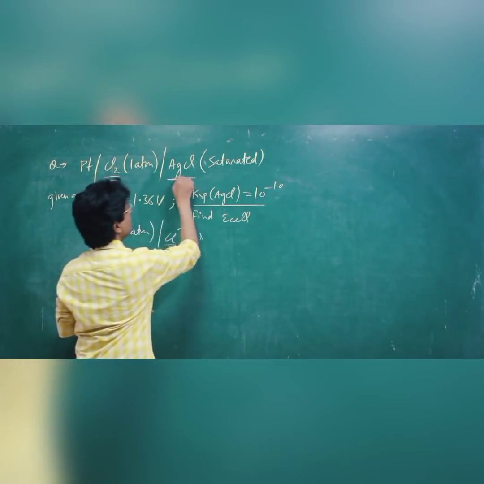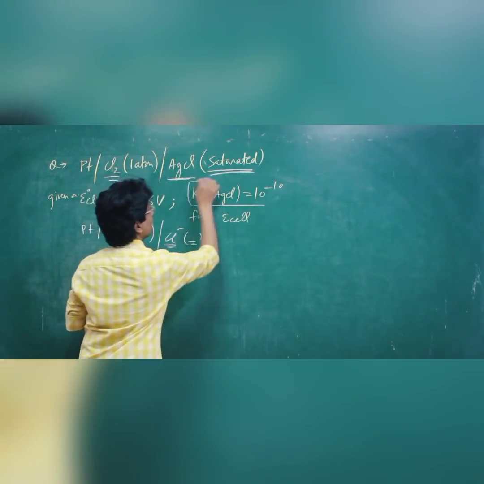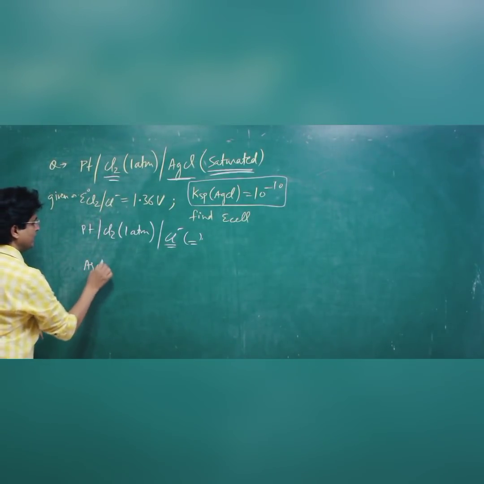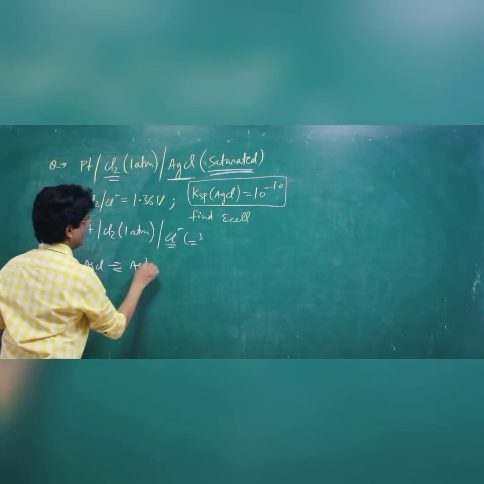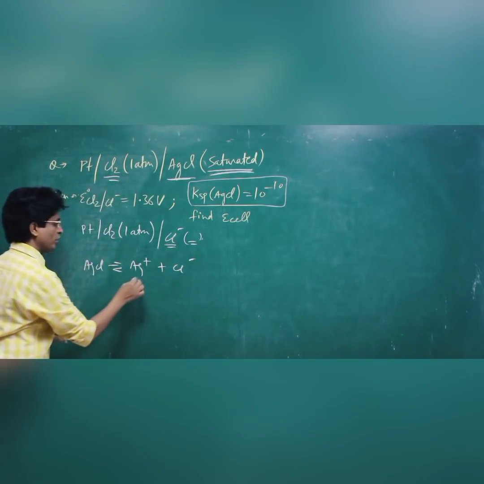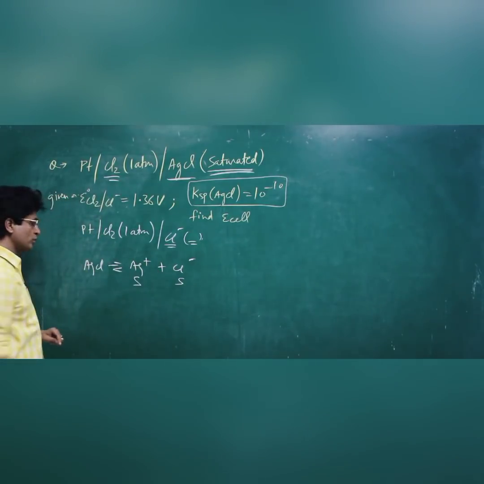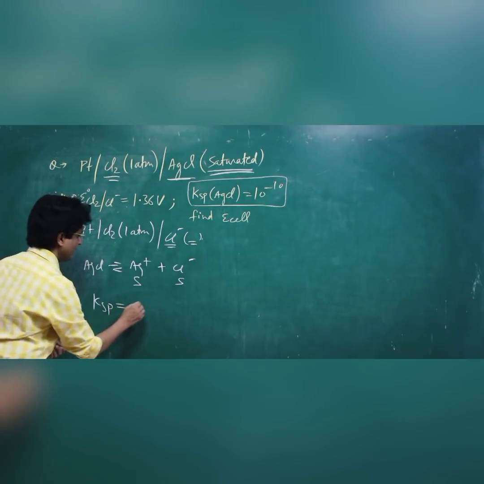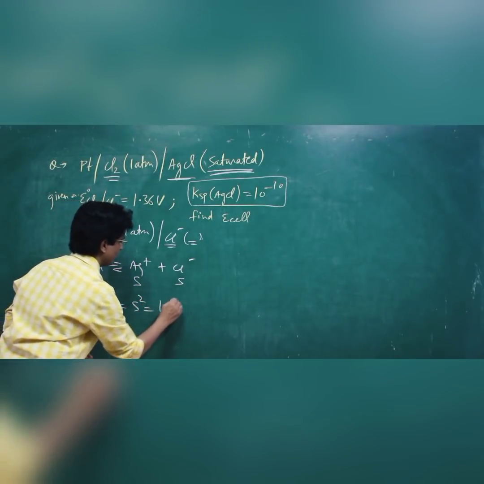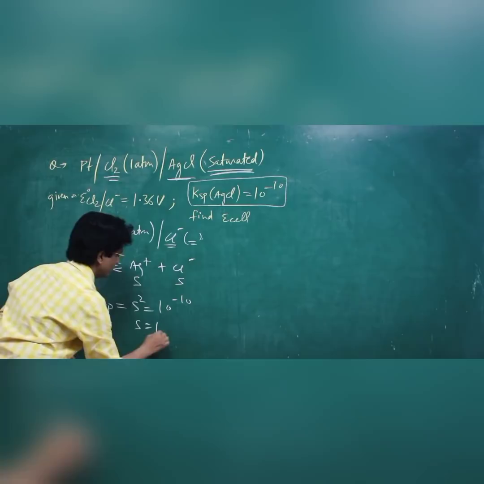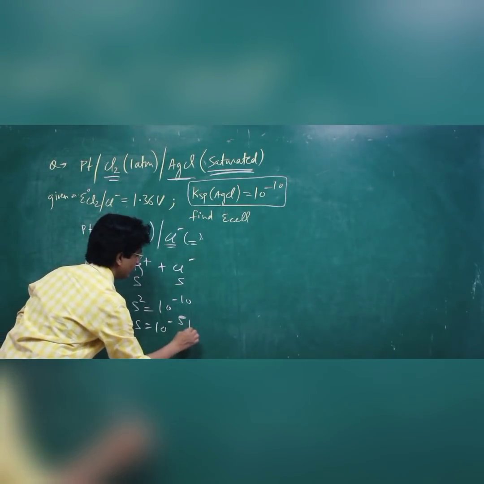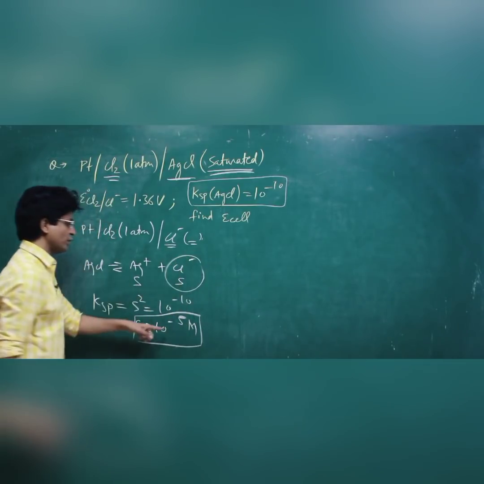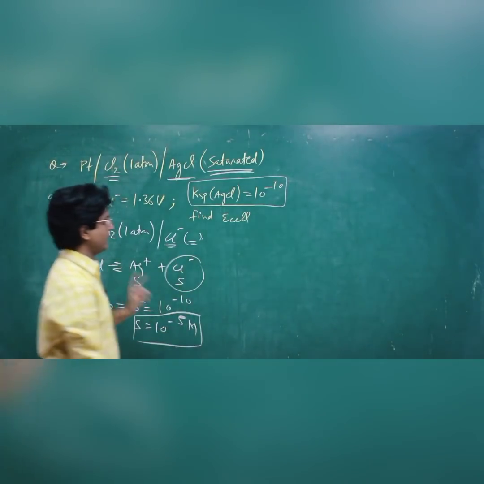They have given me AgCl, which is saturated, and they have also given me the Ksp value. So I know that for AgCl we'll have Ag+ and Cl- ions. If the solubility is S, this will be S also. So Ksp for a salt like AgCl, which is AB category, will be S square, which is given as 10 to the power of minus 10. So S will be 10 to the power of minus 5 molar. So the concentration of Cl- ion is 10 to the power minus 5 molar. That I have confirmed now.